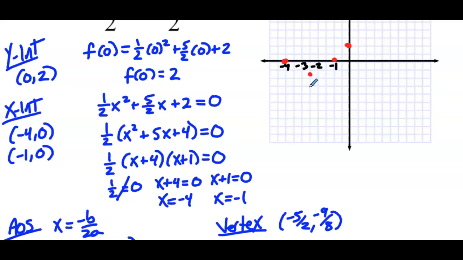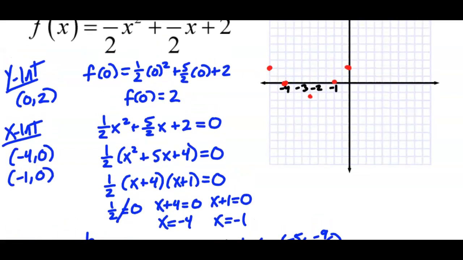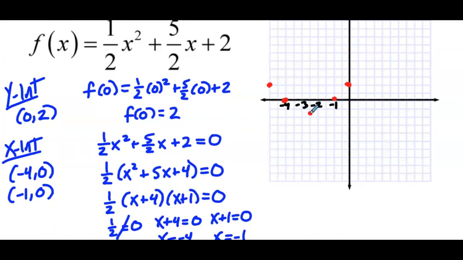Right down there. Now by symmetry, negative 5 over 2, the y-intercept is 5 over 2 to the right. So 5 over 2 to the left would be negative 5. So negative 5, comma 2. So we have our 5 points here. And we can draw our parabolic curve.